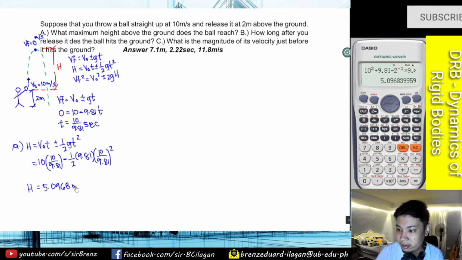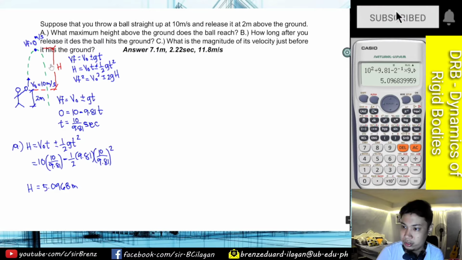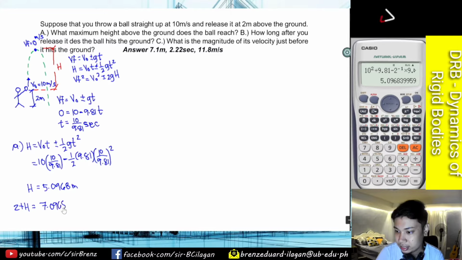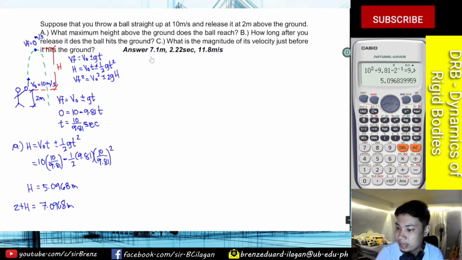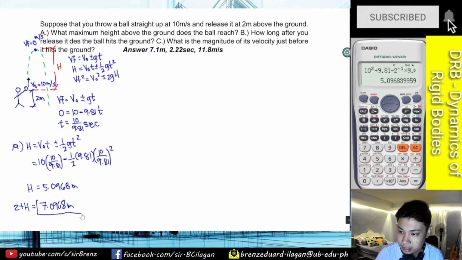Pero hindi pa yan yung ano kasi ang tinatanong, what is the maximum height above the ground? So, isasama mo yung 2 meters. Okay? So, that is 2 plus h, or that is simply equals to 7.0968 meter. So, napansin nyo, ito is na-round off lang sa first decimal. So, ito na yung for letter A.